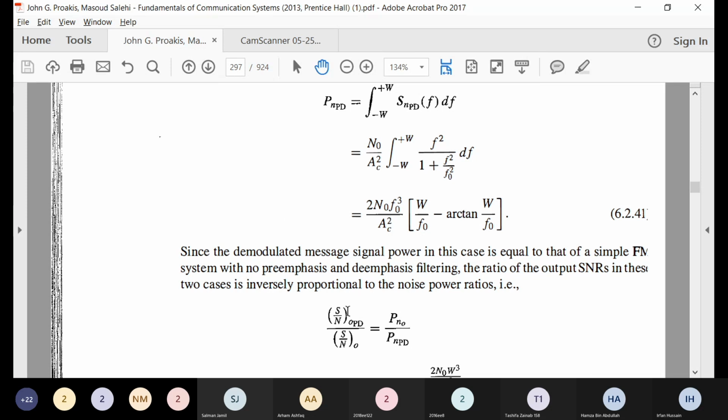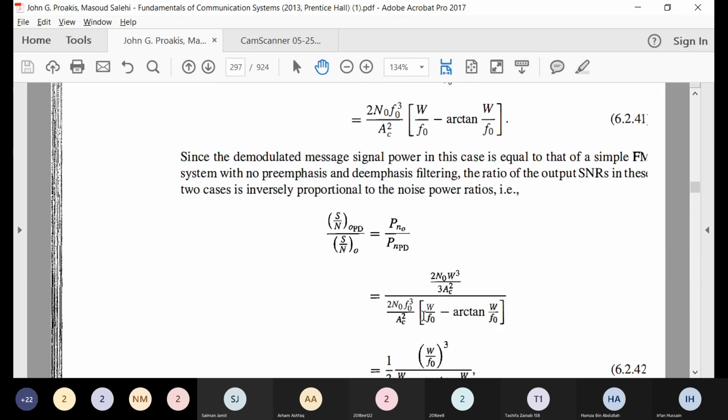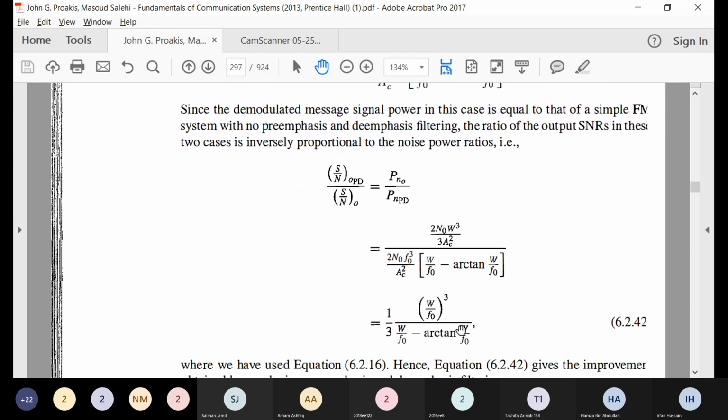So the advantage of using pre-emphasis and de-emphasis becomes apparent if you take the signal to noise ratio at the output with pre-emphasis and de-emphasis and divide it by the signal to noise ratio at the output of a simple FM. The signal power is the same in both cases, so it will cancel. The noise power will come in the denominator and in the numerator, so they will be inversely proportional. Now you can put in the values. This noise power is this, as we have just found. The noise power for an ordinary FM without pre-emphasis and de-emphasis we found in the last lecture. So A_c cancels, T cancels, and you get this relationship.